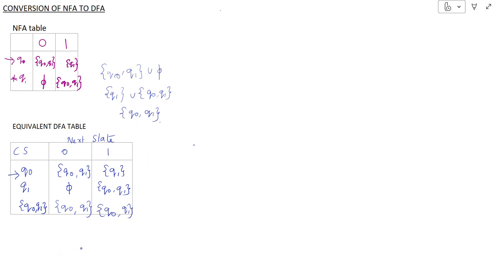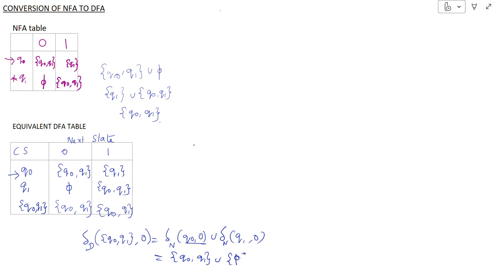This works based on the formula: the transition in the new DFA table for the state Q0 Q1 on receiving input 0 is the NFA transition of Q0 on 0 union the NFA transition of Q1 on 0. What is Q0 on 0? It is Q0 Q1, union Q1 on 0, which is phi. That is why we got Q0 Q1. This is the formula by which we found the transition, and this is how we got this value.